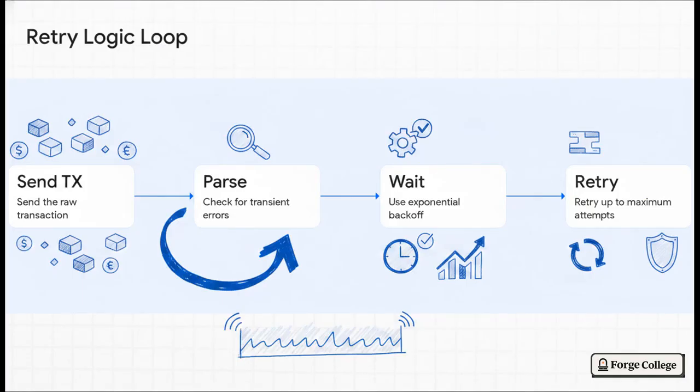So let's walk through how this builds into our actual code logic. It's really quite an elegant loop. Step 1, we send the raw transaction. Step 2, we parse the response, specifically checking for those transient errors we talked about. Step 3, if it is transient, we wait using our exponential backoff strategy. And step 4, we retry.